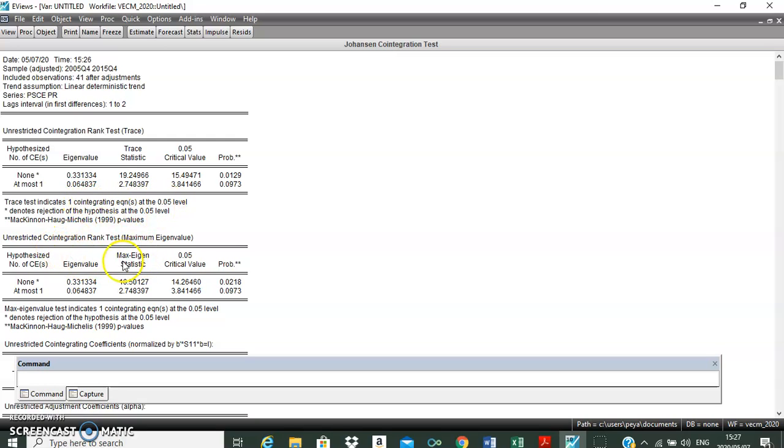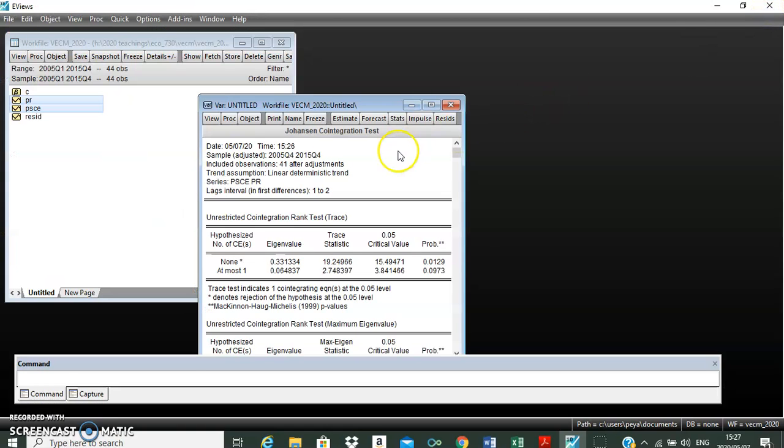And then if you come to the maximum eigenvalue, you can see that this value of 16.50127 is greater than this value of 14.26460, and so the maximum eigenvalue also indicates that there is one co-integrating equation. Seeing that there is only one co-integrating equation, we can go ahead and estimate the vector error correction model.